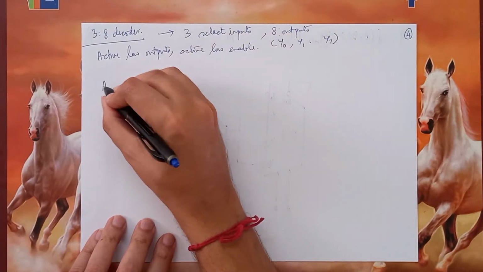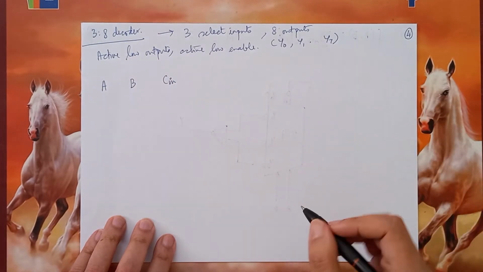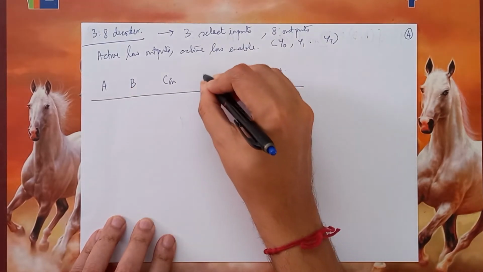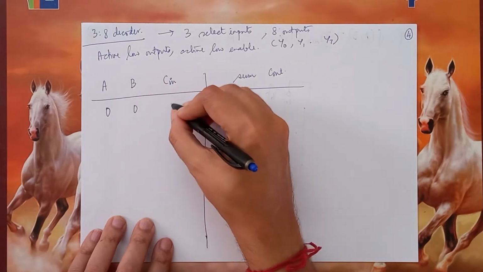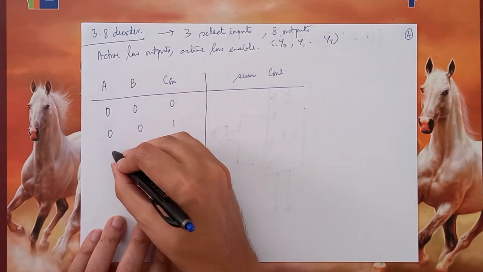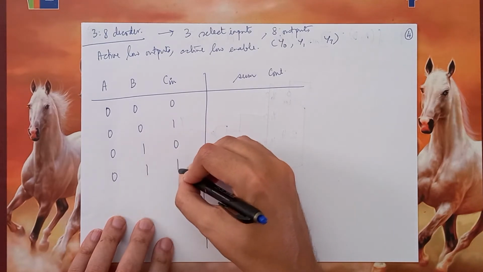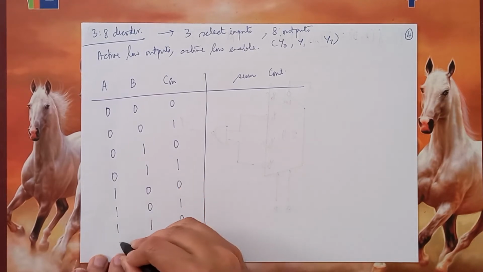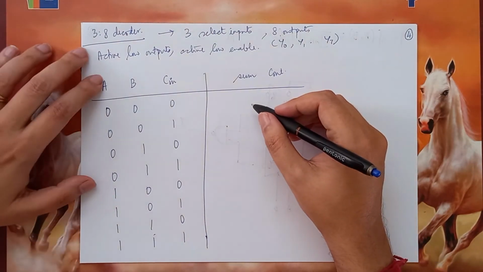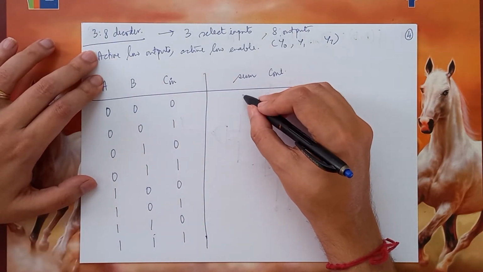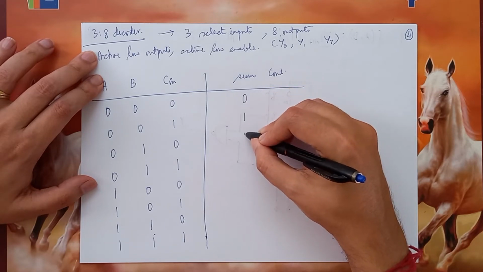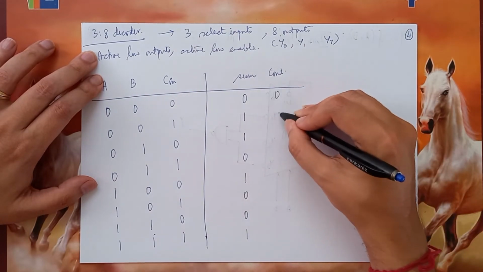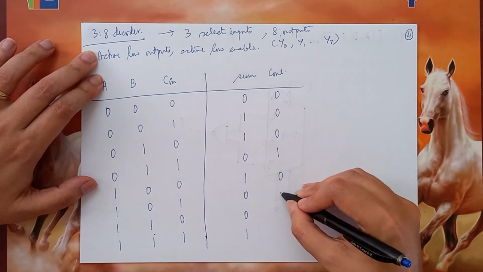So the full adder looks like this. The truth table, there are 3 inputs and 2 outputs, sum and cout. So in this case, the sum would be 0, 1, 1, 0, 1, 0, 0, 1, and the carry would be 0, 0, 0, 1, 0, 1, 1, 1.